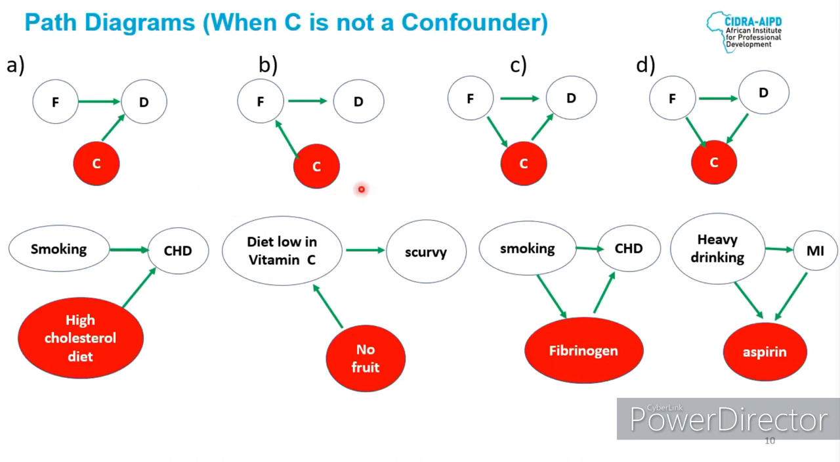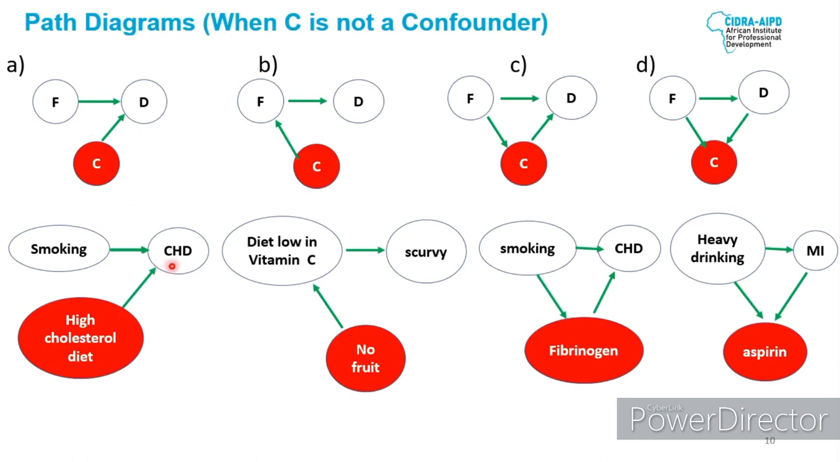These are the path diagrams which show when C is not a confounder. This figure illustrates four possible situations in which C is not a confounder. To see why it is not a confounder, it is useful to consider the consequence of controlling for C in the relationship between the risk factor and the disease status. So, situation A. This is the most straightforward one, when F and C are acting independently. So, we see that they are not related at all. It would be incorrect to control for C here because it will serve no purpose.